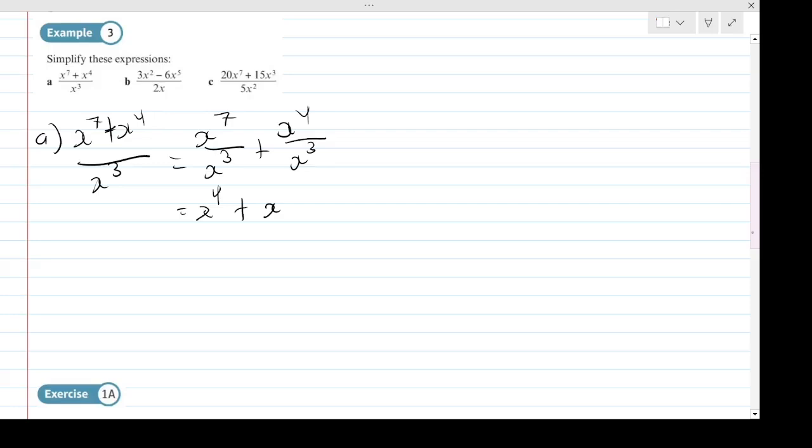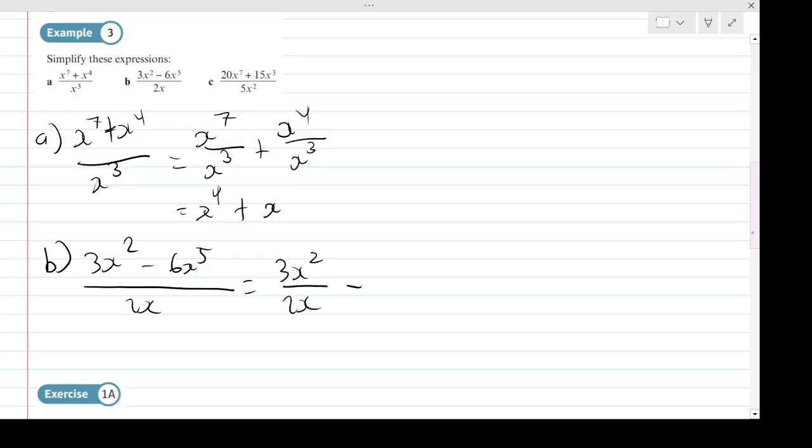And there we are. Cool. And then part B, we have 3x squared minus 6x to the 5 over 2x. Again, we can split the fraction up to make sure we only have singular terms, which we can work with. So we can split this up to 3x squared over 2x minus 6x to the 5 over 2x. And now we can work with this.